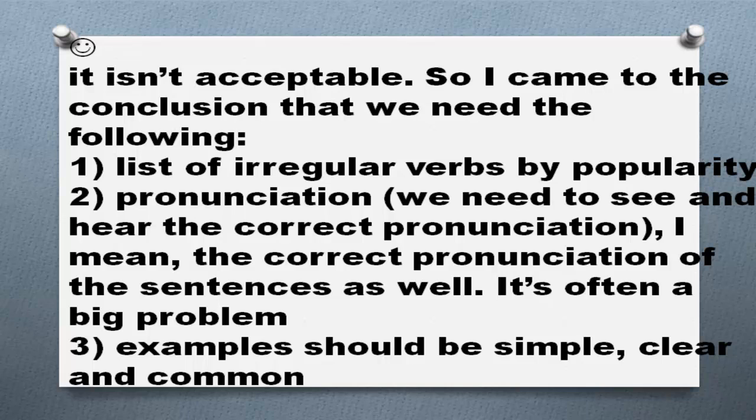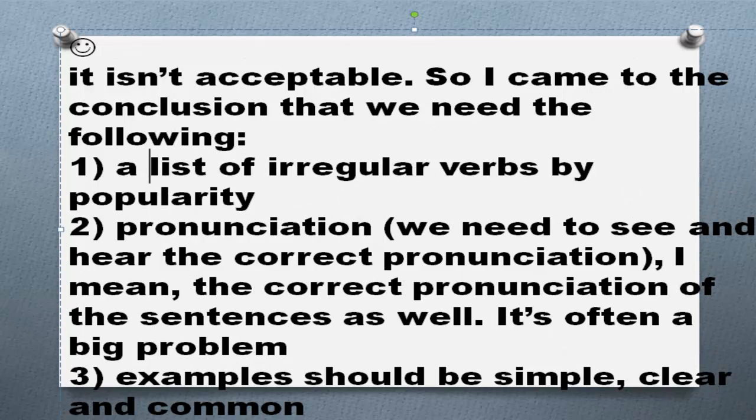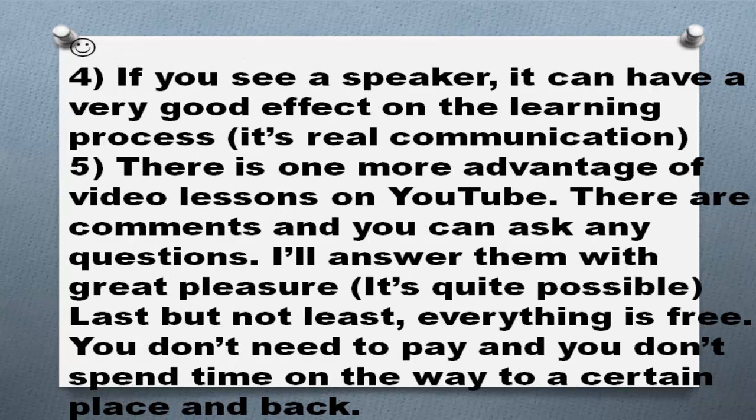So I came to the conclusion that we need the following. A list of irregular verbs by popularity. Next, pronunciation. We need to see and hear the correct pronunciation of the sentences as well. It's often a big problem. Third, examples should be simple, clear, and common. If you see a speaker, it can have a very good effect on the learning process. It's real communication.